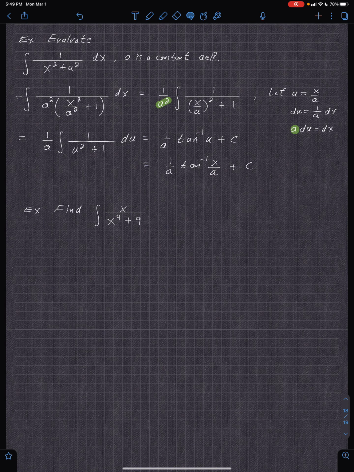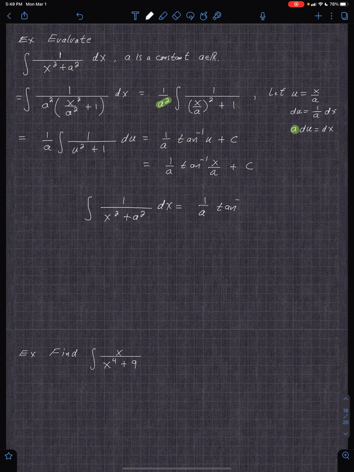So move this down to here. We'll do that one next. And so your integral formula looks like this. It's actually the integral of 1 over x squared plus a squared dx is equal to 1 over a tan inverse of x over a plus c. So that's an integral formula that you will be able to use, look up, and evaluate.